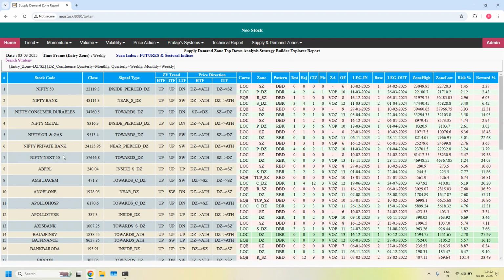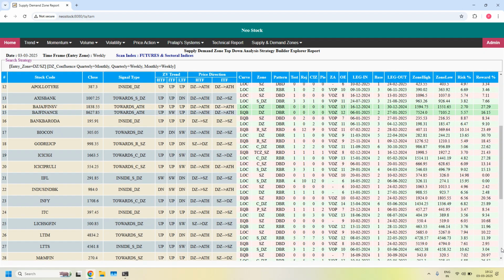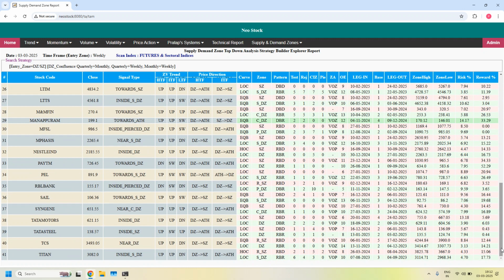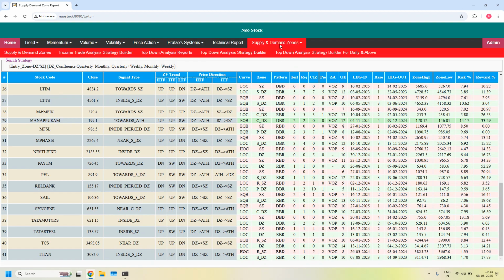we got 41 stocks. So first 16 stocks in the list. Scrolling the list down. So total 41 stocks are filtered. So weekly, monthly, and quarterly, see the filter here, you will understand. Demand zone confluence. Similarly, supply zone confluence we will filter.